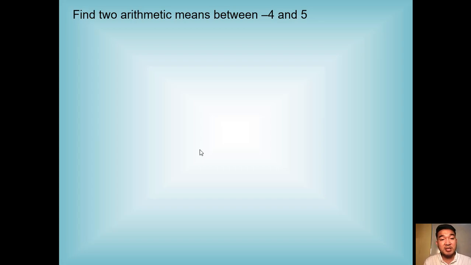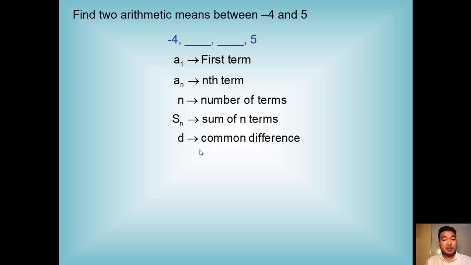These two arithmetic means, meaning the two terms in between negative 4 and 5. So what are those? We have negative 4, blank, blank, 5. Again, we identify our variables. Our first term is negative 4 and our nth term is 5. So n is equal to 4 since we have 4 terms: 1, 2, 3, 4.